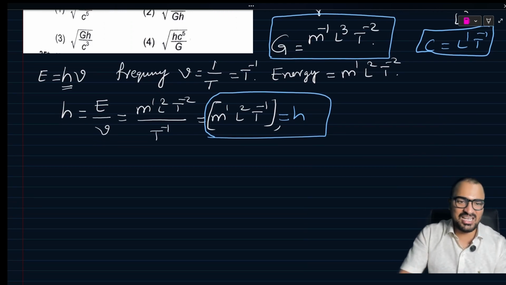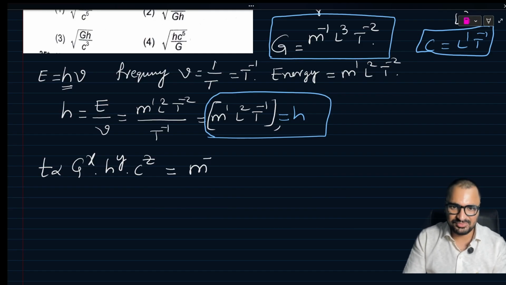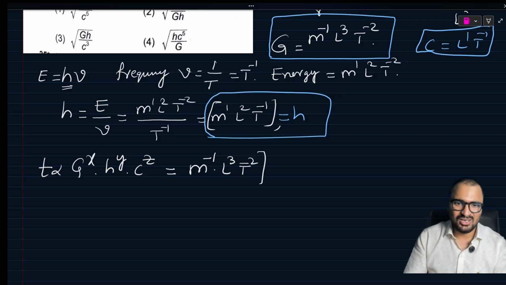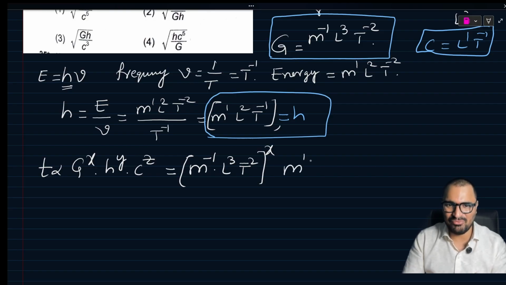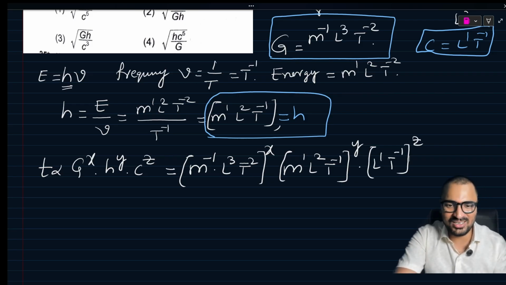We have T directly proportional to G power X, H power Y, C power Z. Which is G: M minus 1 L cube T minus 2, whole power minus X; H: M1 L2 T minus 1, whole power Y; and C: L1 T minus 1, whole power Z.